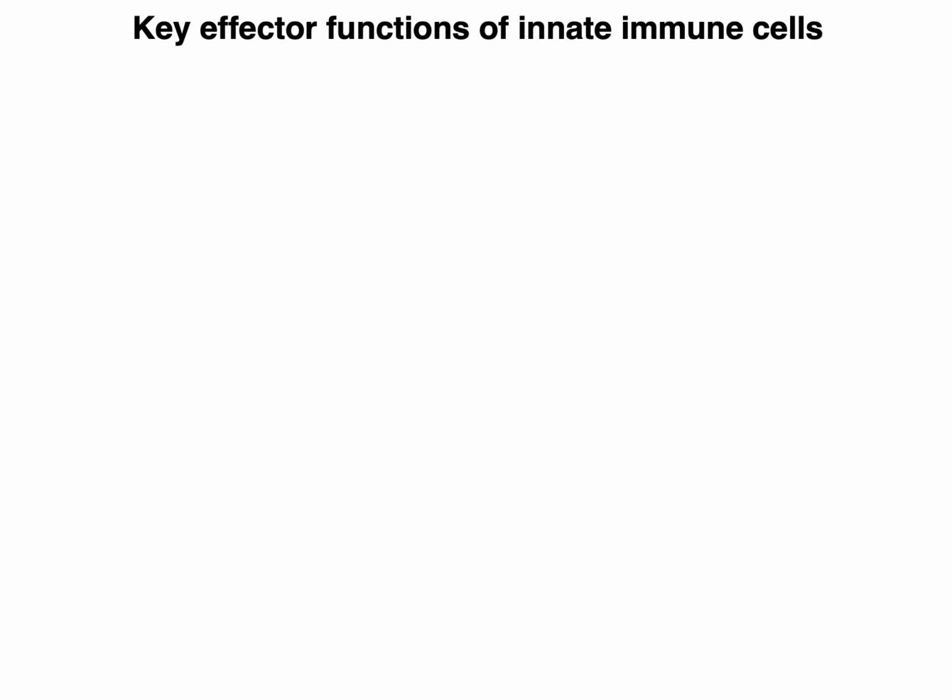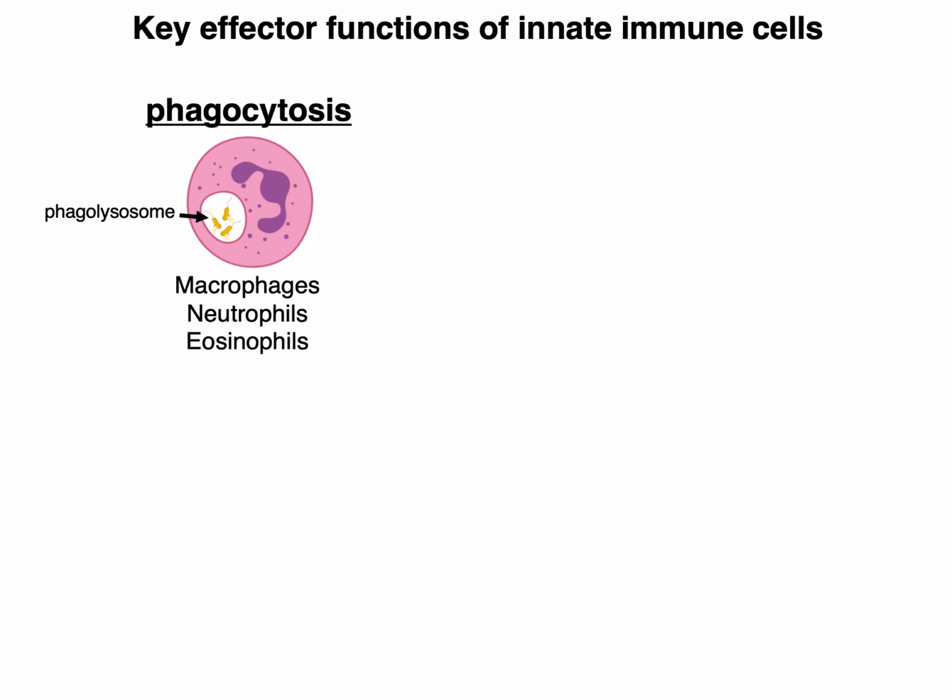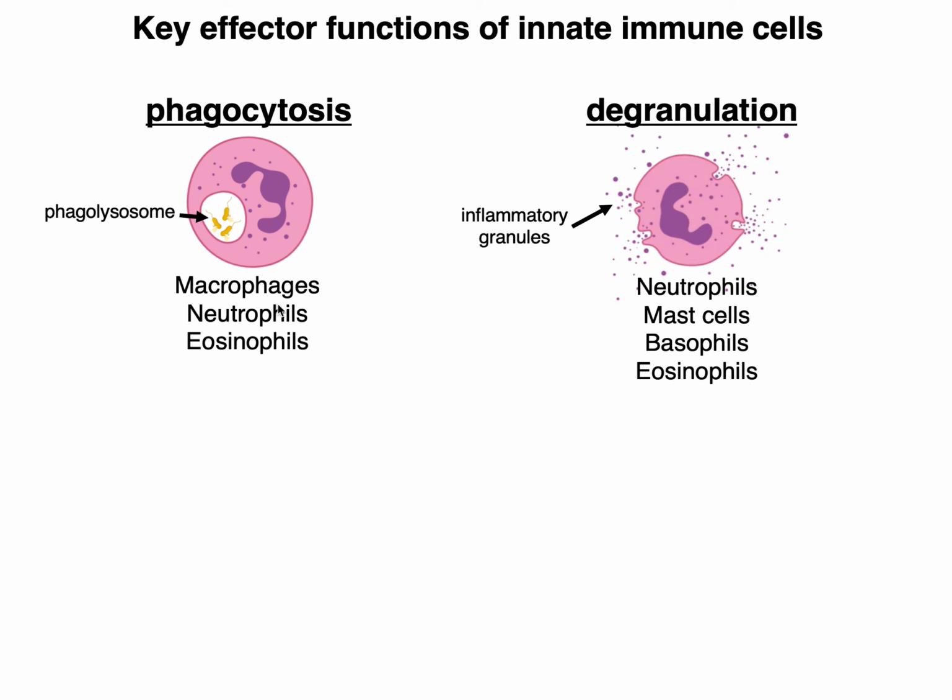Okay, so what are some of the effector functions of these innate immune cells? Well, they are good phagocytes. And a phagocyte is a cell that eats stuff in its environment. And so here's a phagocyte that has eaten some bacteria and drawn it into this structure called a phagolysosome, where it can employ a variety of mechanisms to destroy these bacteria within the phagolysosome. Macrophages and neutrophils are classic phagocytes.